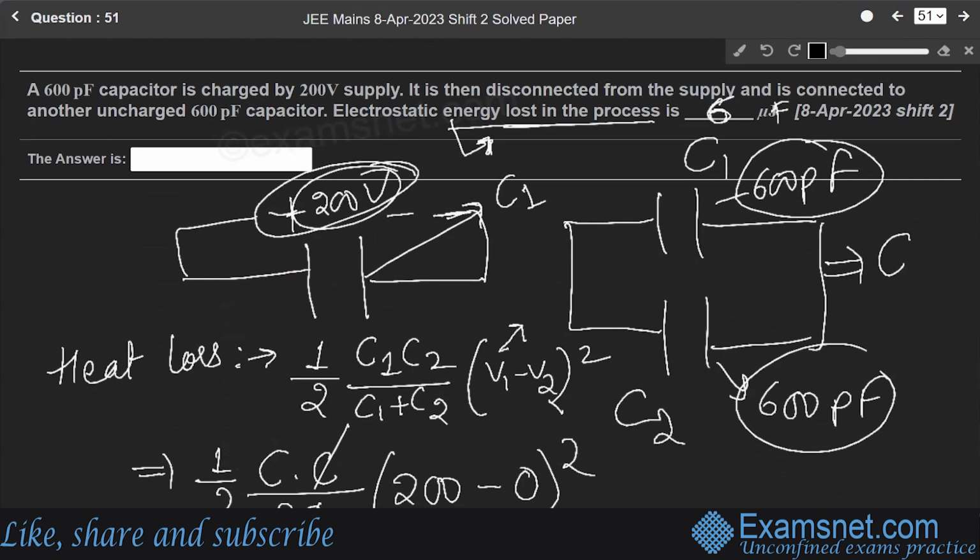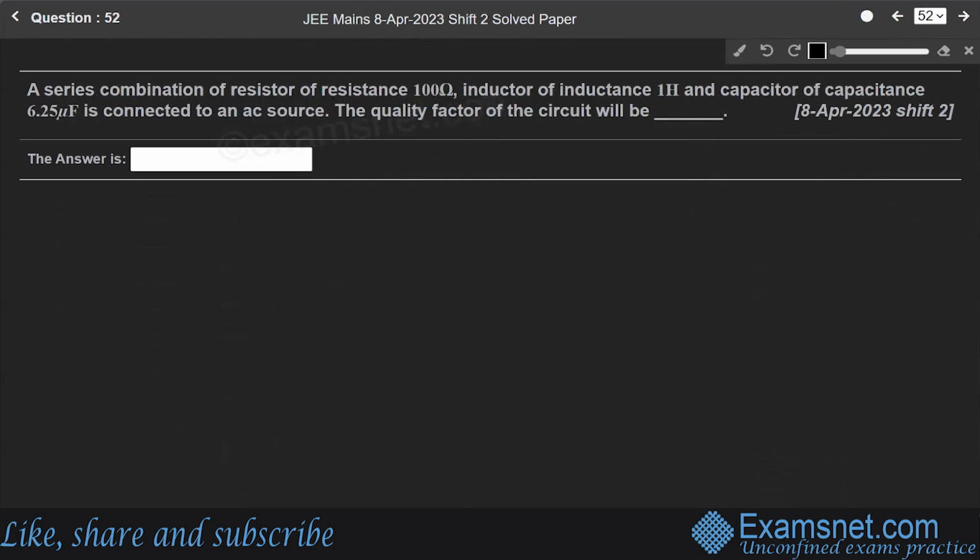Okay. Now moving on to the next question. Question number 52. This question says that a series combination of a resistor of resistance 100 ohm, an inductor of inductance 1 Henry and a capacitor of capacitance 6.25 microfarad is connected to an AC source. We have to find the quality factor of the circuit.